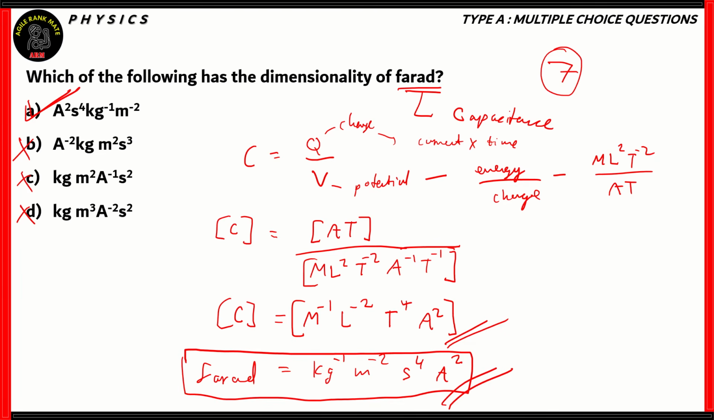So what we do is we find out what it is the unit for, then relate it to the 7 basic dimensions, and then from there we can use their units and then find out what's the dimensionality of that earlier unit, which in this case is farad. So option A is the correct dimensionality of a farad.